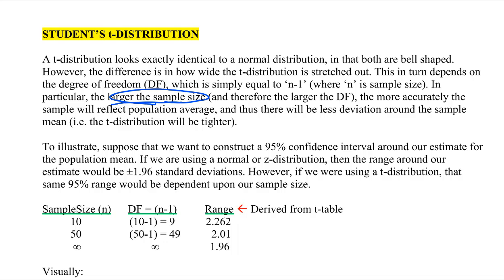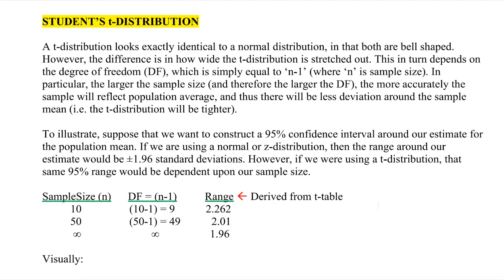So if you do have a larger sample size, there will be less deviations around the sample mean, meaning that we would be more confident in the sample mean, and therefore there'd be less uncertainty around our estimate for the sample mean. So there you go, ladies and gentlemen. You cannot do quants without knowing the underlying story behind it. Otherwise, you're just memorizing things, right?